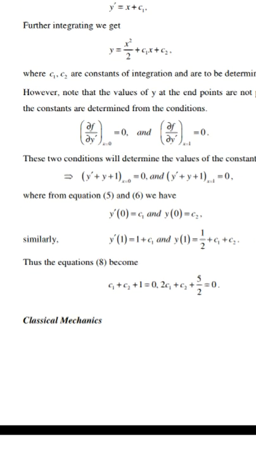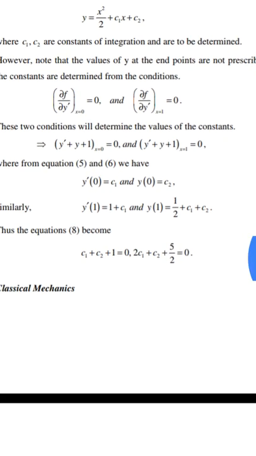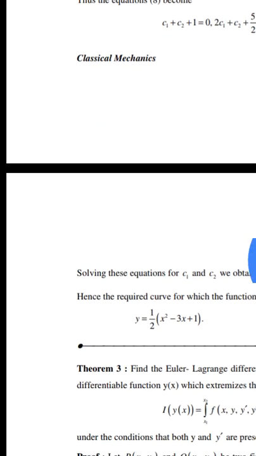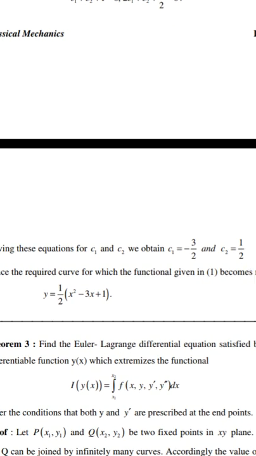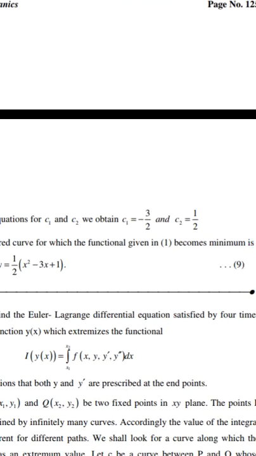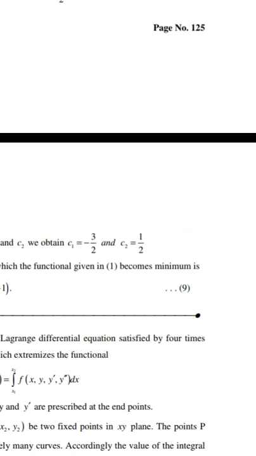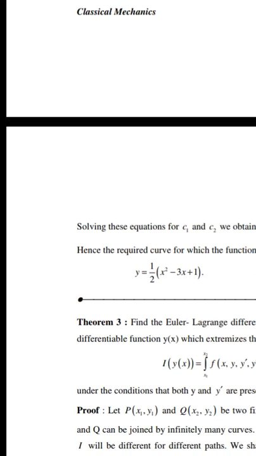Therefore, this equation becomes c1 plus c2 plus 1 is equal to 0 and 2c1 plus c2 plus 5/2 is equal to 0. Solving these equations for c1 and c2, we get c1 is equal to minus 3/2 and c2 is equal to 1/2. Hence the required curve for which the functional given in 1 becomes minimum is y is equal to 1/2 x squared minus 3x plus 1.